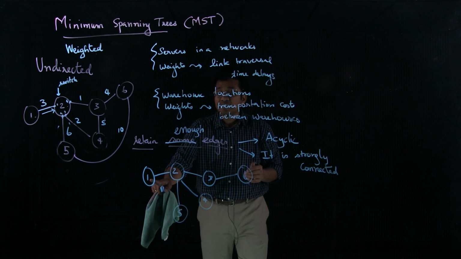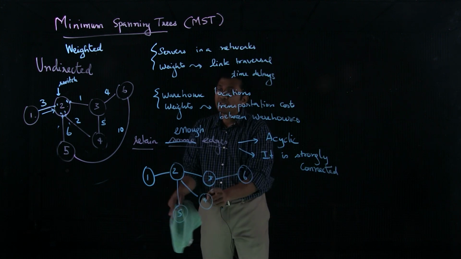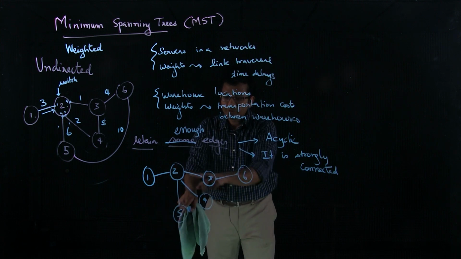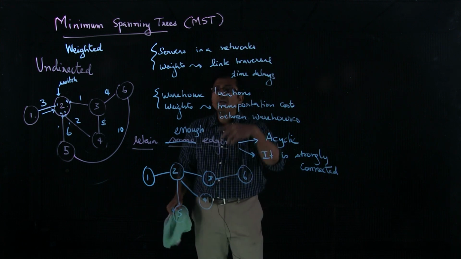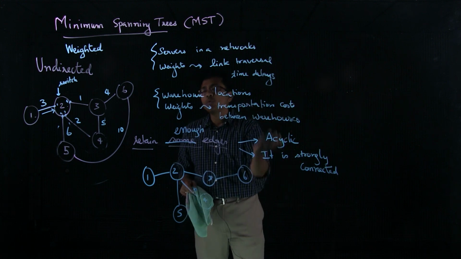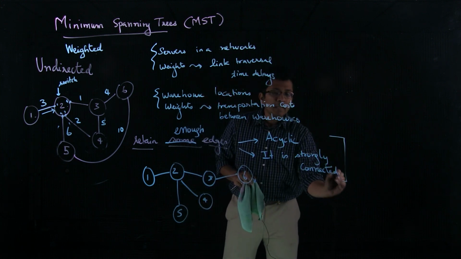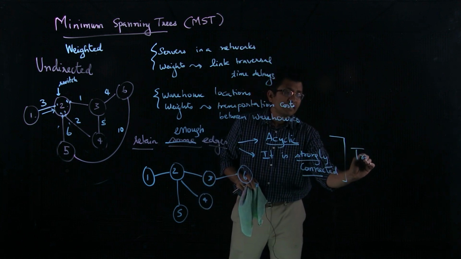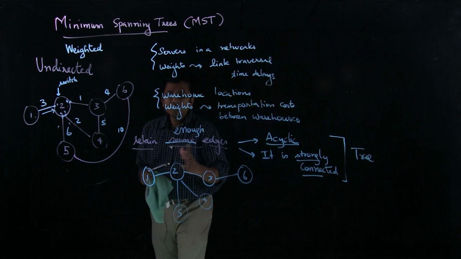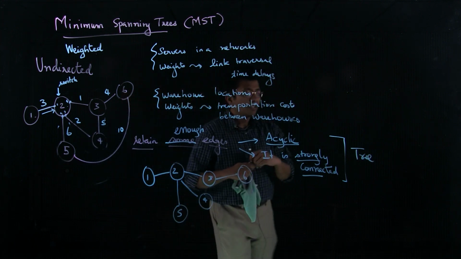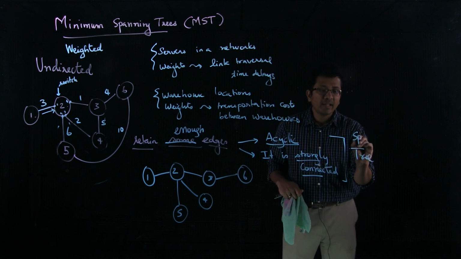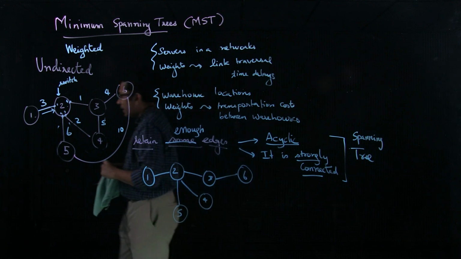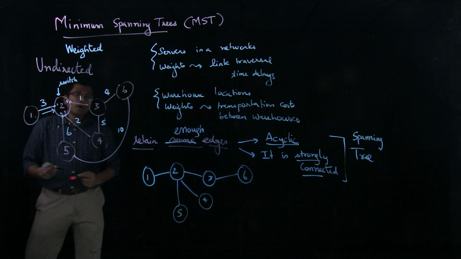What does it mean? There is a route from 1 to 6. There is a route from 6 to 1. There is a route from 4 to 1. There is a route from 1 to 4. There is a route from 5 to 2, 2 to 5, 5 to 3, 3 to 5. So every node is reachable from every other node. And what is the name of a graph that's acyclic and strongly connected? Well, that's a tree. So I want to retain enough edges to create a tree, and such a tree has a name. It's called a spanning tree. All right. So now we have encountered the concept of a spanning tree.